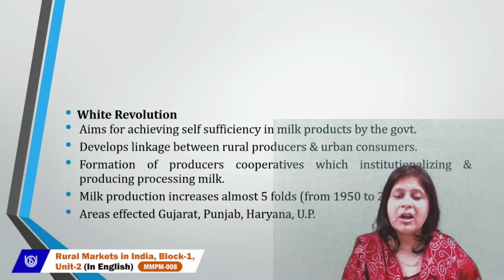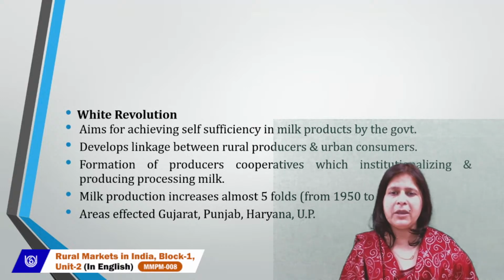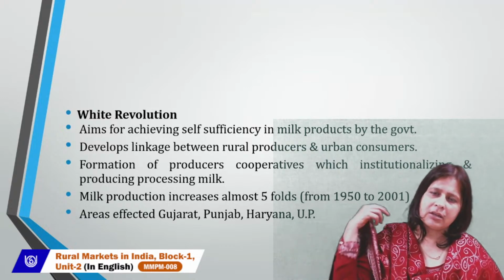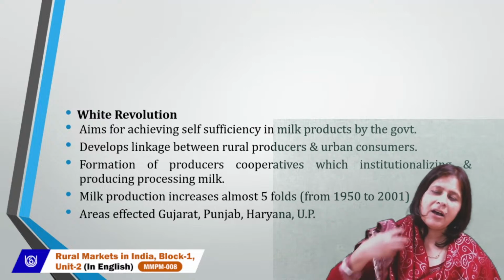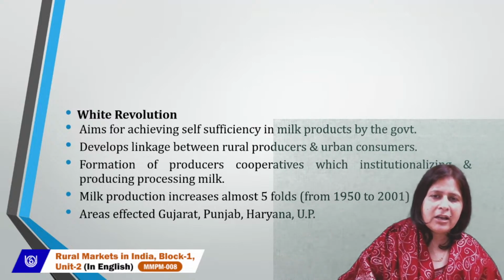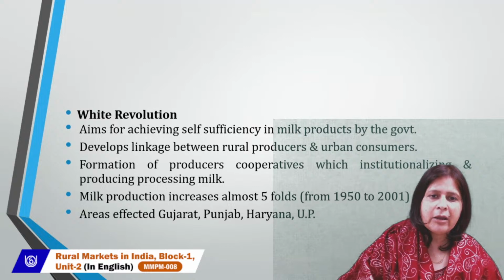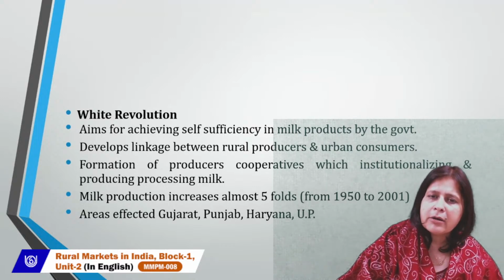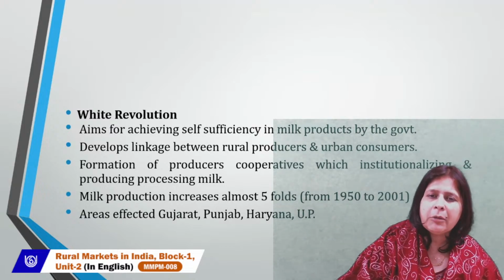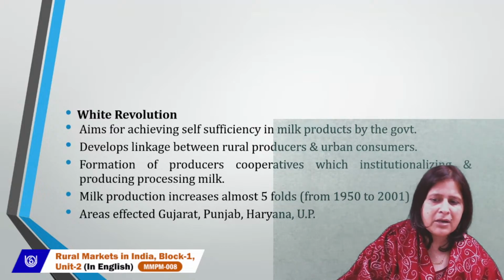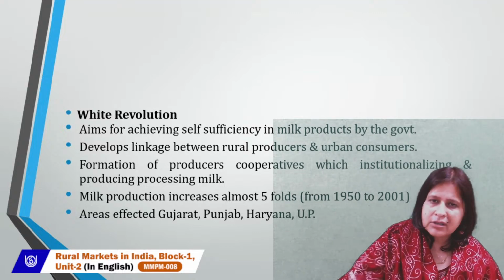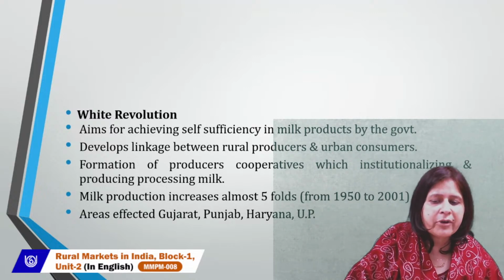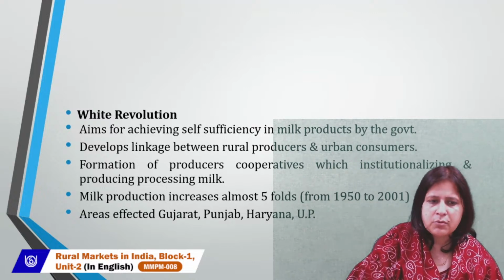The areas affected by the White Revolution are Gujarat, Punjab, Haryana, and UP. They became self-sufficient in producing milk products, and the rural producers sell off their milk products to the urban consumers. After this white revolution, milk production has increased five times from 1950 to 2001.